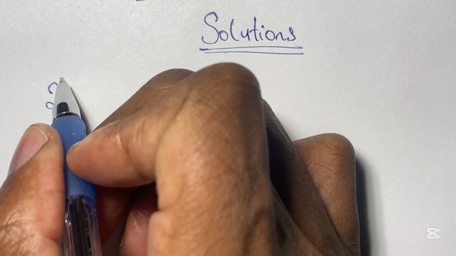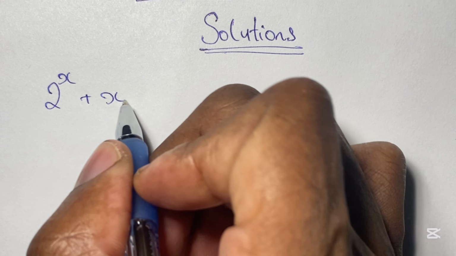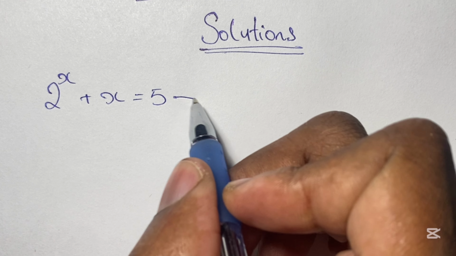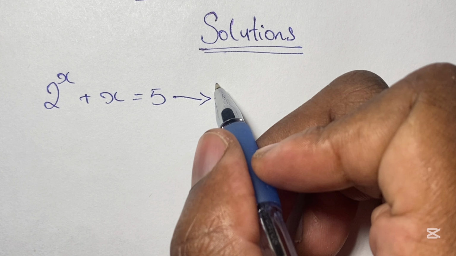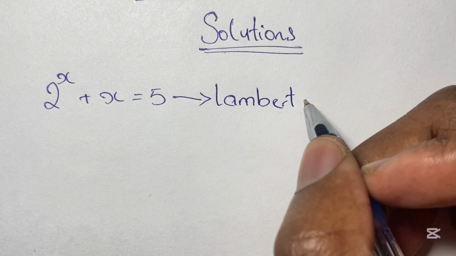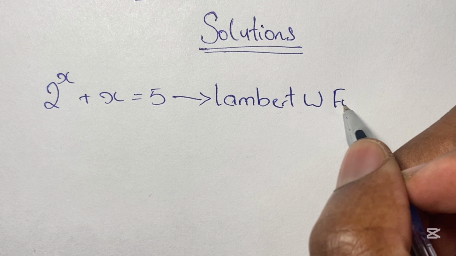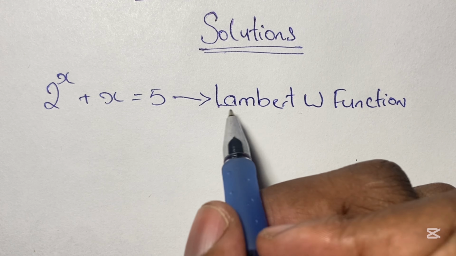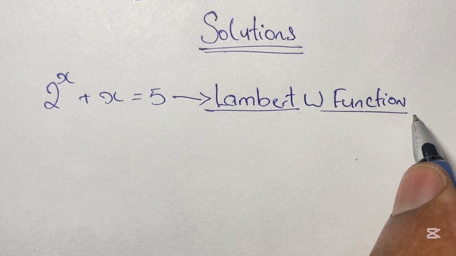Now moving on to solving our equation, I did say that we cannot solve this equation by using normal algebraic methods. So what I'm going to do here is just to introduce the type of method that we're going to be using to solve this equation, and it is by using the Lambert W function. Now this method is used to solve equations where the variable is in the base and also in the exponent.